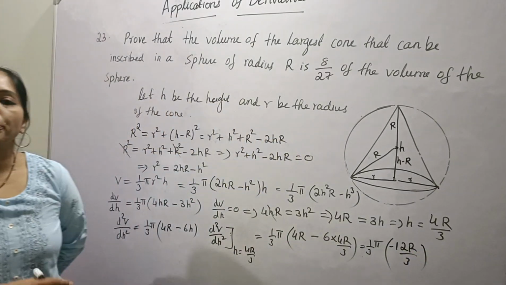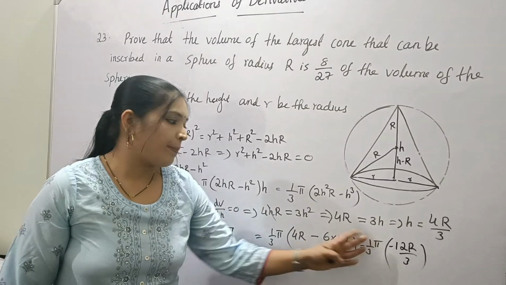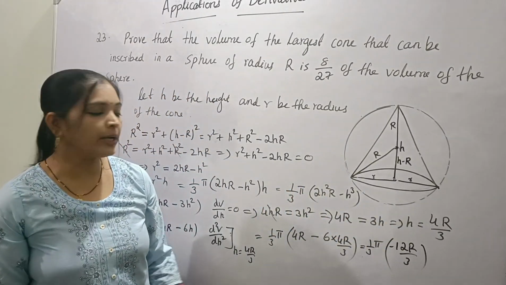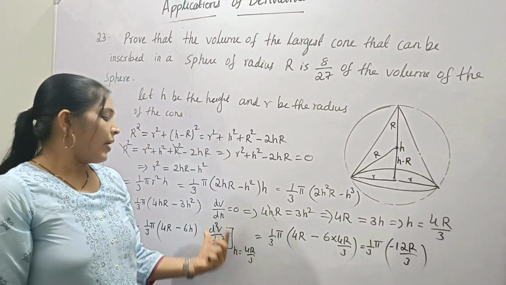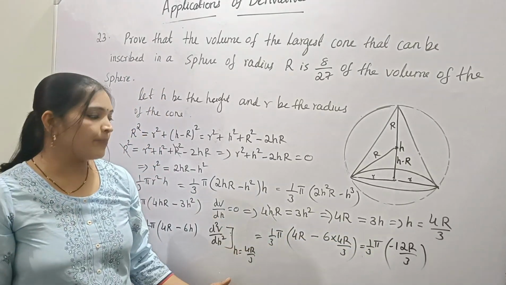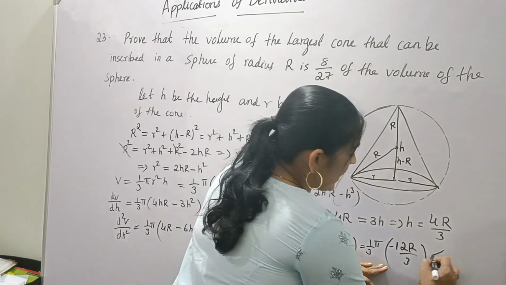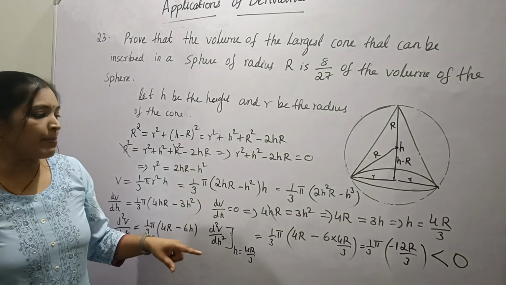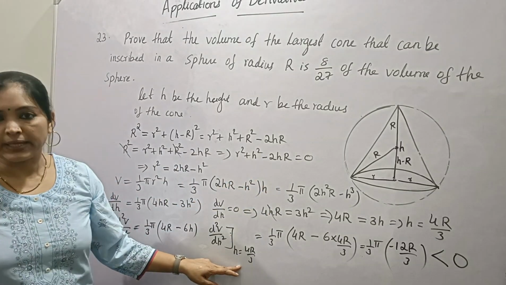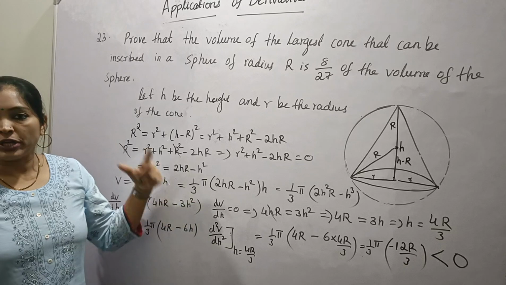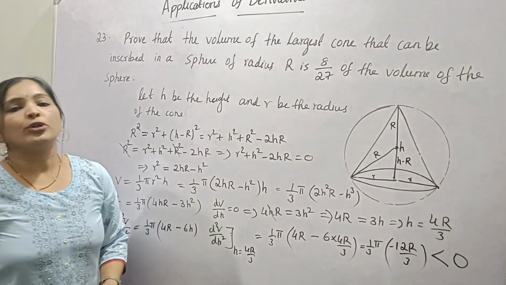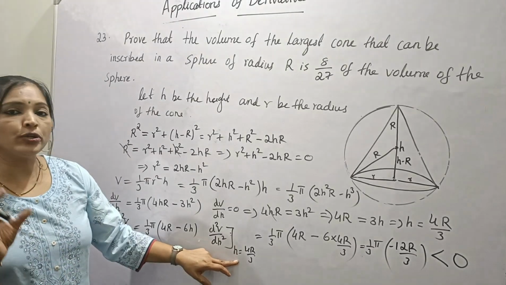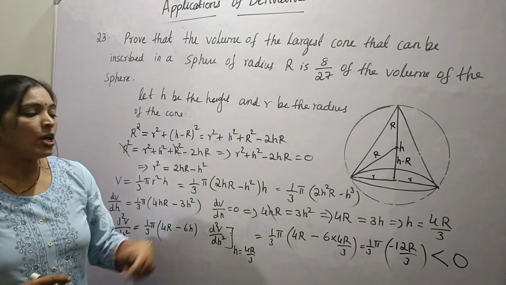Here we have got minus. Here r is positive, so whatever the value of r, we will get a minus itself, right? So the second derivative when h is equal to 4r by 3 is negative, that is less than 0. That means the volume of the cone is maximum at h is equal to 4r by 3. Now, what is the volume of this cone? When h is equal to 4r by 3, this volume is maximum. So what is the volume?